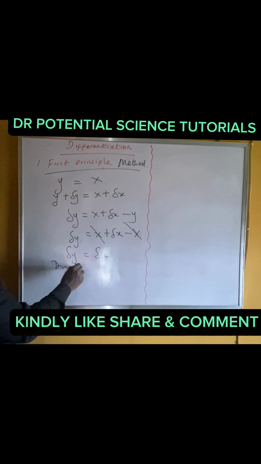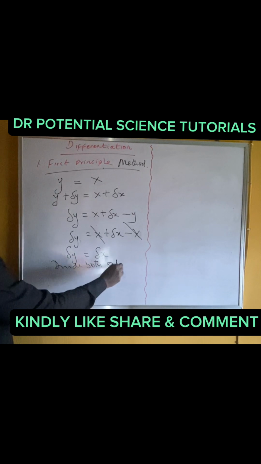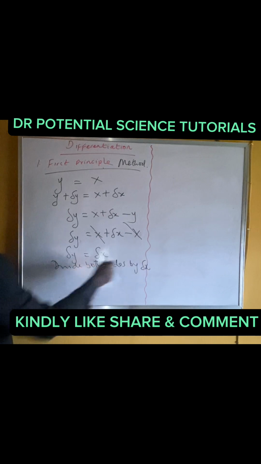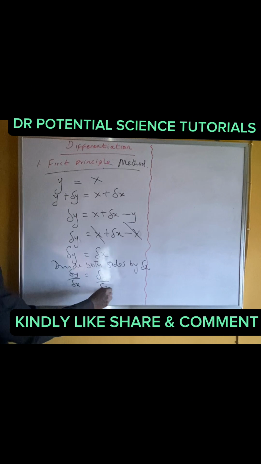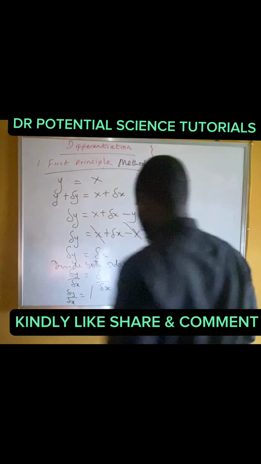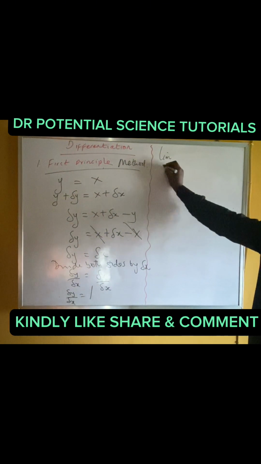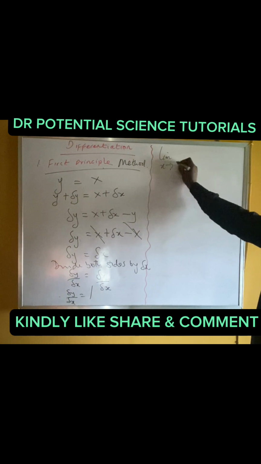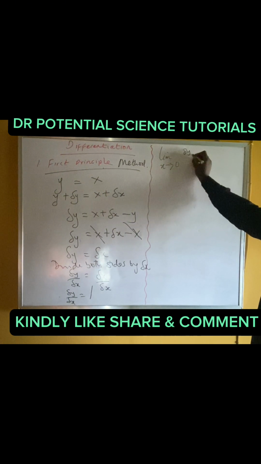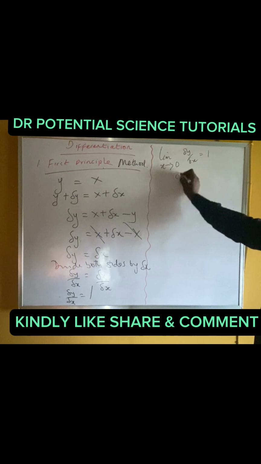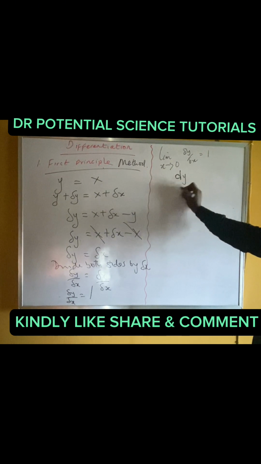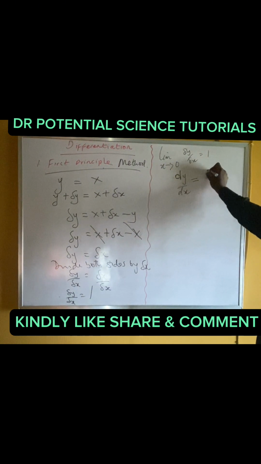The next step is to divide both sides by delta x. So delta y over delta x equals delta x divided by delta x. So we now have delta y over delta x equals 1. The next step is to look for your limits. So you find the limit as delta x tends to 0 of delta y over delta x, which equals 1. And after taking your limits, this delta becomes d: dy/dx equals 1.